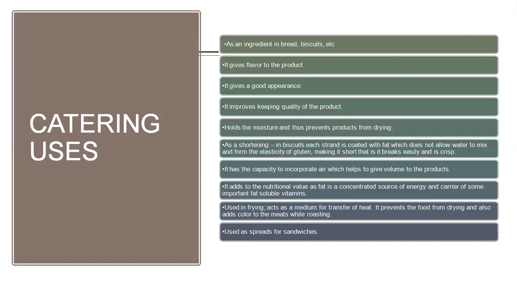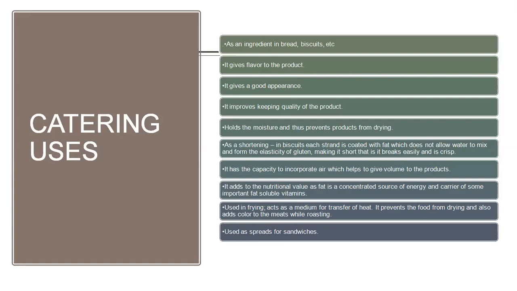It improves the keeping quality of the product, that means it increases the shelf life. It holds the moisture and thus prevents the product from drying. As a shortening, we use it in biscuits, where each strand is coated with fat that does not allow water to mix and form the elasticity of gluten, and makes it a shortening kind of a quality. It breaks easily and it's crisp.